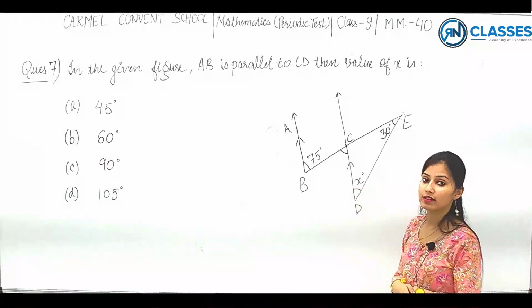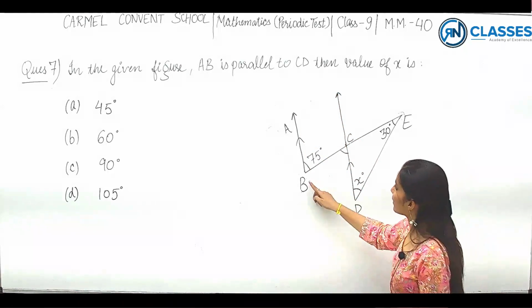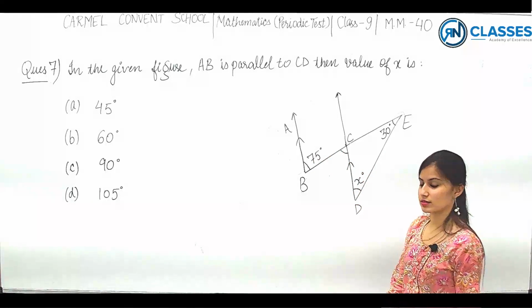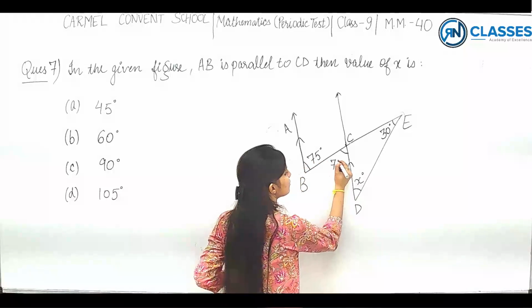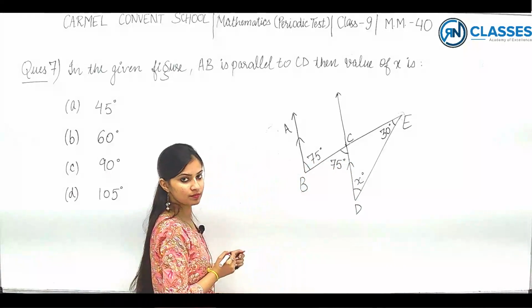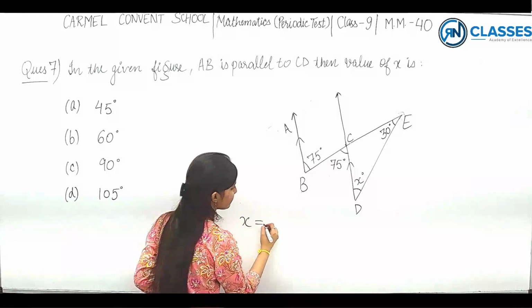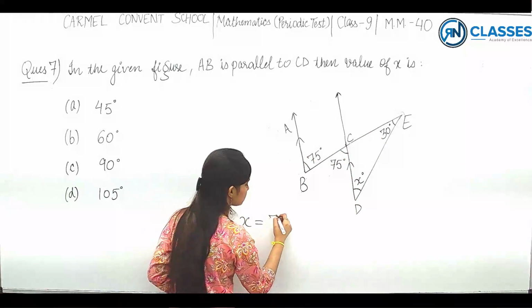Do we know this angle? Obviously, since these two lines are parallel and this is the transversal, these are alternate angles. So if this is 75 degree, this angle is also 75 degree. Now can you find x? Of course, x is 75 minus 30.